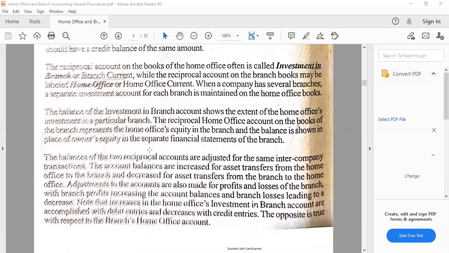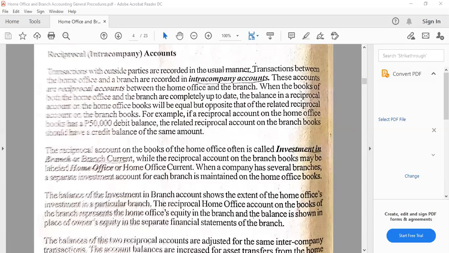So initially we have two accounts. One is in the books of the home office, and you call this the investment in branch or branch current account. Literally, this is the investment. These are the resources placed by the home office in the branch. Hence, investment in branch. And that's why investment in branch or branch current is treated as a non-current asset under long-term investments or non-current investments. Because when we set up a branch, given the going concern concept, we think of an indefinite period of time for our operations.